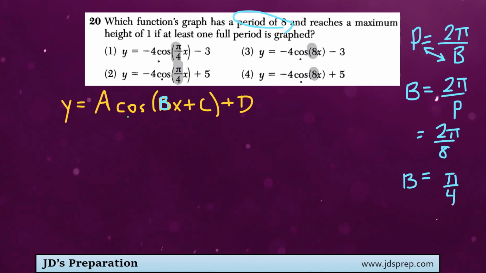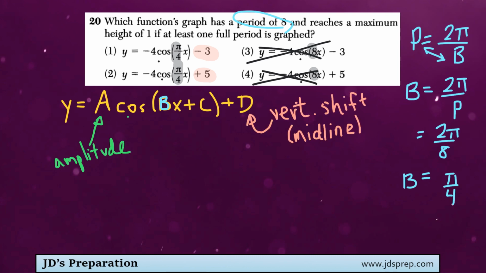Now that we know that, we can cross off options number 3 and 4 since those don't have the correct b value. Now, looking at our two remaining possible answers, we can see that the only difference between them is the d value of being either -3 or +5. So remember that d represents the vertical shift of the function. In other words, the midline.